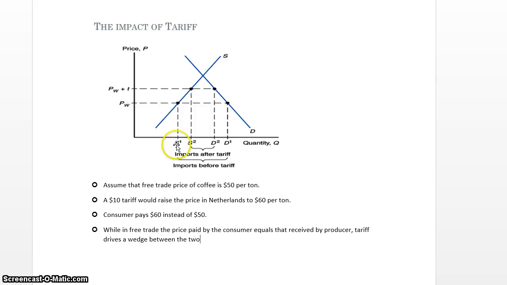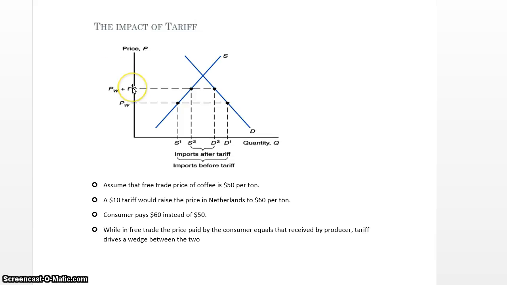At world price, we have the supply at S1 and then demand at D1. And if you notice, this is the quantity of the product being brought into the country between S1 and D1. That's quite a lot of products, or in this case, coffee that's being brought into the country.